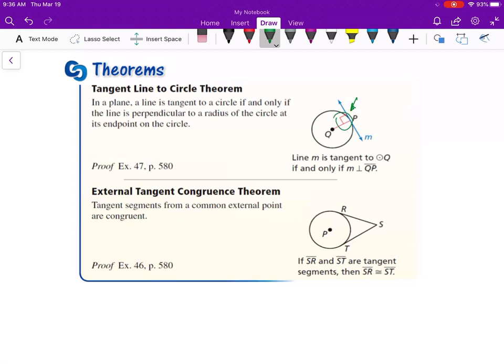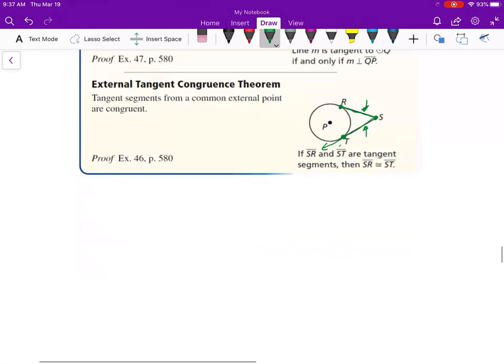Then we have external tangents. Tangent segments from a common external point are congruent. So this point right here, S, and this ray goes from S, goes through T, and goes over that way. That's a tangent line, but the distance from S to T is the same distance as S to R because both of these go from the same point. Okay, they both leave from S.